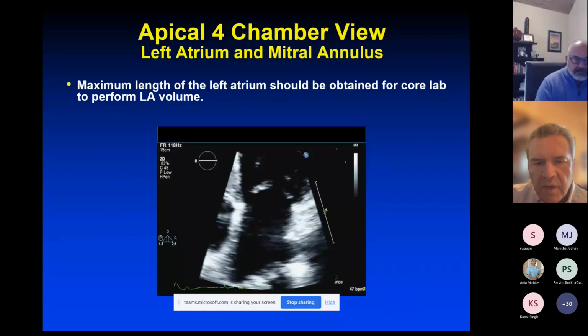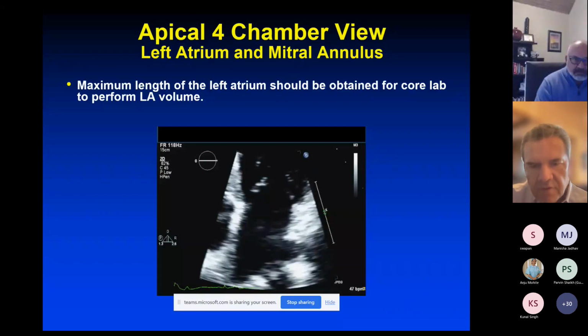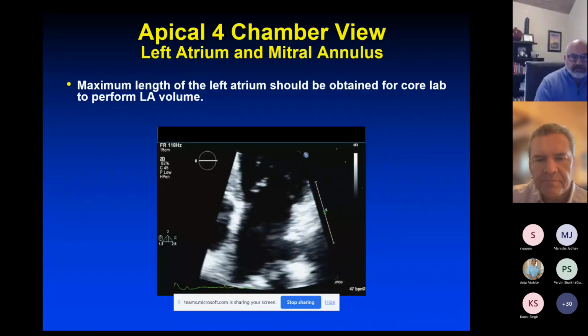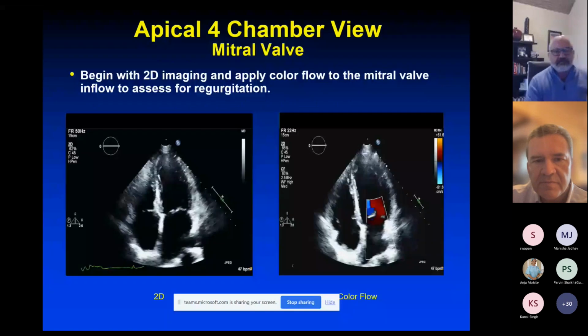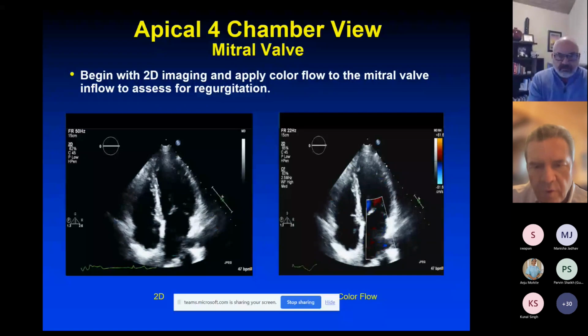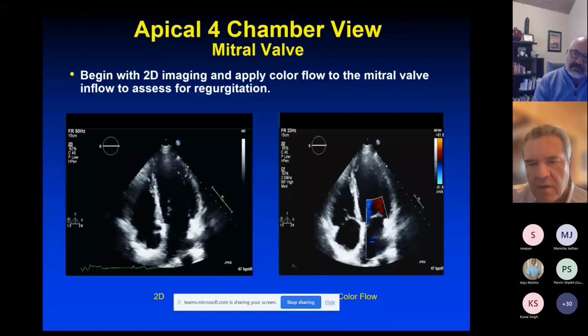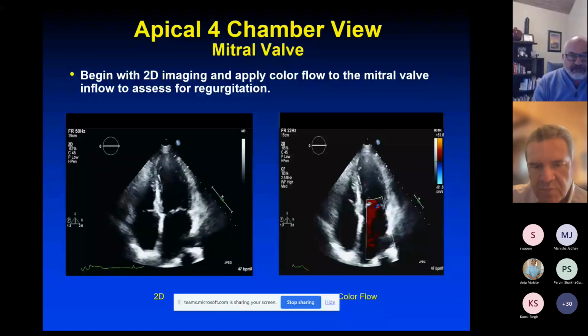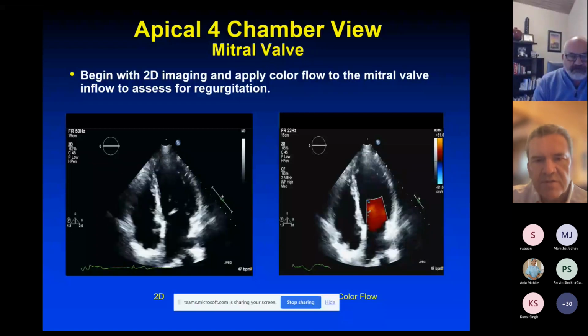And so in the 4-chamber view, please obtain a view of the left atrium, maximizing its length so that we can obtain an adequate measurement to assess left atrial volume in the 4-chamber view. And then also we would like you to assess the mitral valve, both with and without color flow Doppler in the 4-chamber view. With that, we'll be able to, of course, look at mitral regurgitation, and we'll be able to see any mitral flow acceleration as well, if there's mitral stenosis.